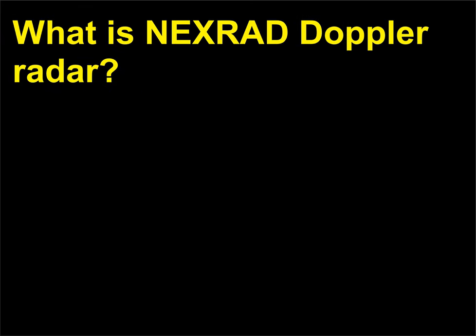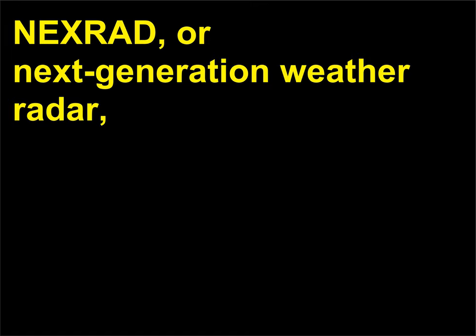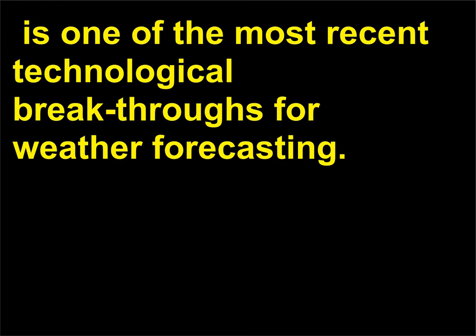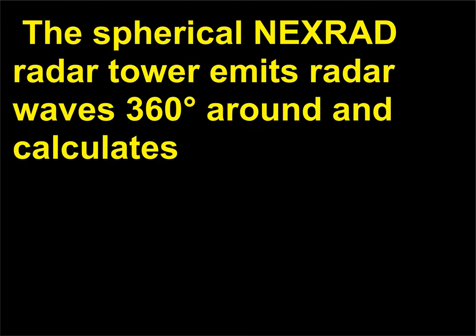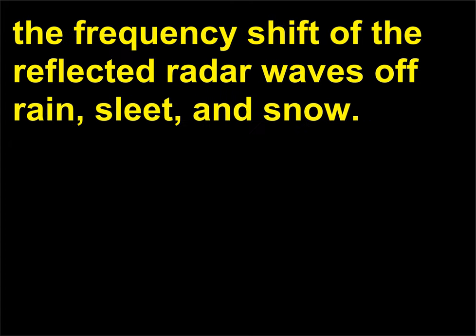What is NEXRAD Doppler radar? NEXRAD, or Next Generation Weather Radar, is one of the most recent technological breakthroughs for weather forecasting. NEXRAD relies on the Doppler effect to calculate the position and the velocity of precipitation. The spherical NEXRAD radar tower emits radar waves 360 degrees around and calculates the frequency shift of the reflected radar waves off rain, sleet, and snow.